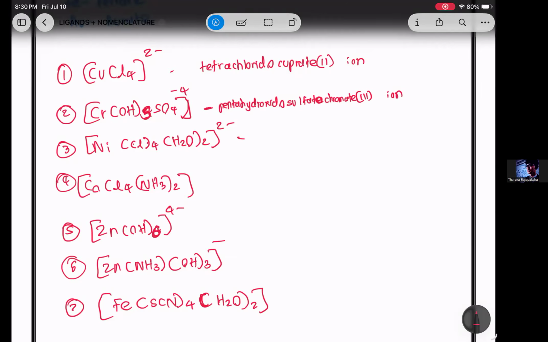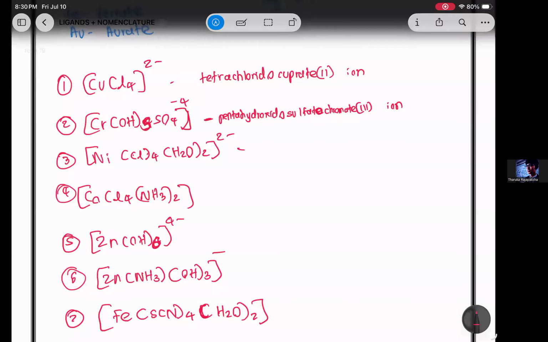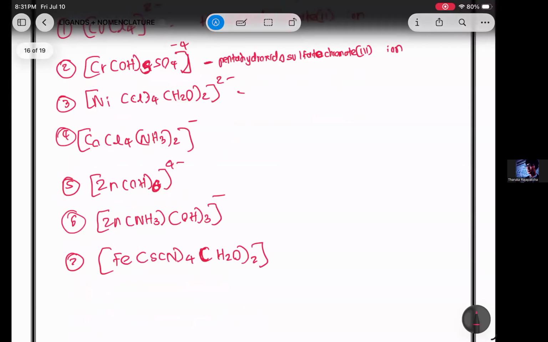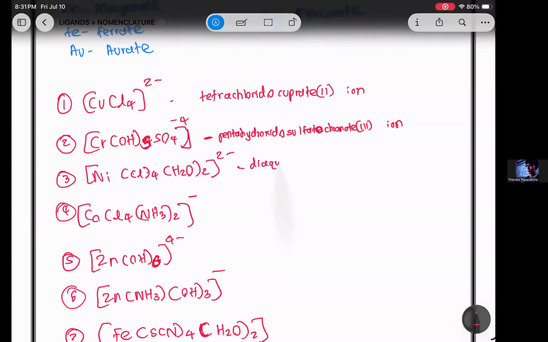In the second one, isn't it 4? Nah, it's 3, chromium plus 3, right? Chromium is plus 3. Fourth one has a charge. Yes, fourth one has a charge. Sorry. Cobalt plus 3. So it's minus here. Yeah. Third one, what's the answer now? Diaqua tetrachlorido nickelate 2 ion.